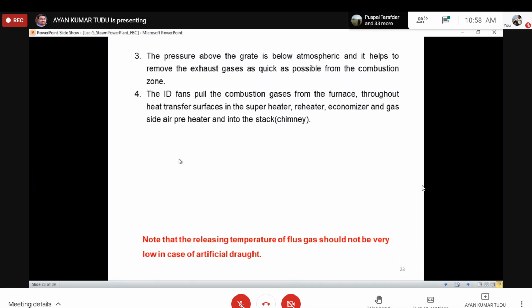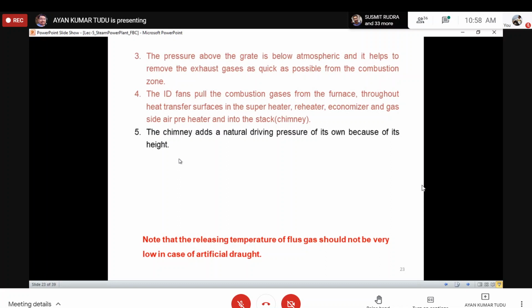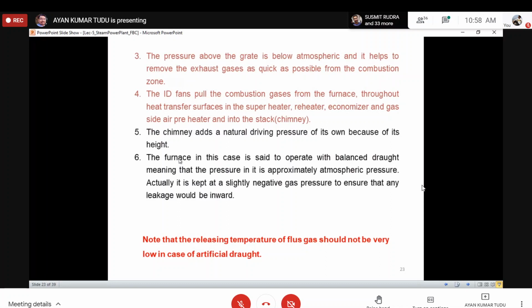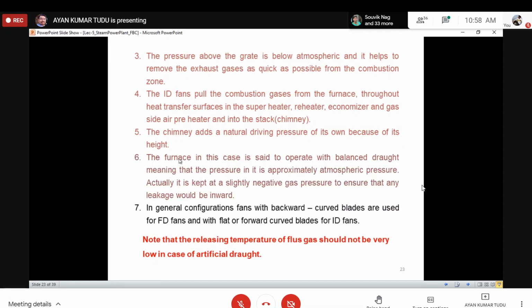So the chimney is acting as a natural driving pressure of its own because of its height. Okay. So the furnace in this case is said to operate with balanced draught, meaning that the pressure in it is approximately atmospheric pressure. Actually, it is kept at a slightly negative pressure to ensure that any leakage would be inward and not outside. Okay. So in general configuration, fans with backward curved blades are used for FD fans, and with flat or inward or forward curved blades for our ID fans.